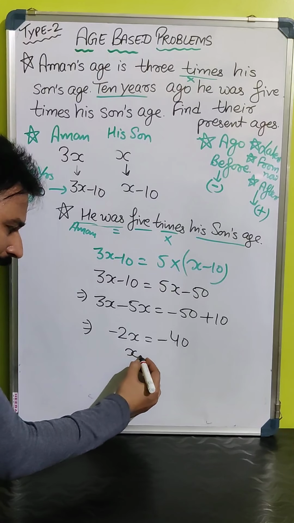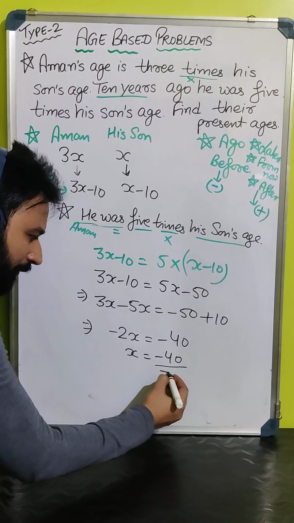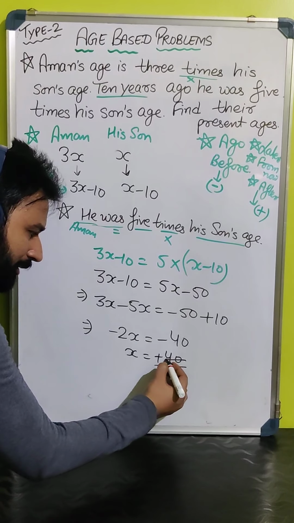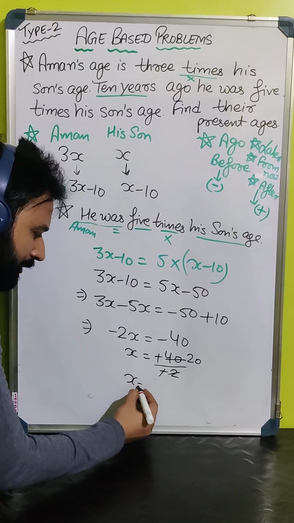Understood? You have to find out the value of x. Minus 40 divided by minus 2. Minus minus cancel each other. 20. The value of x is coming 20.